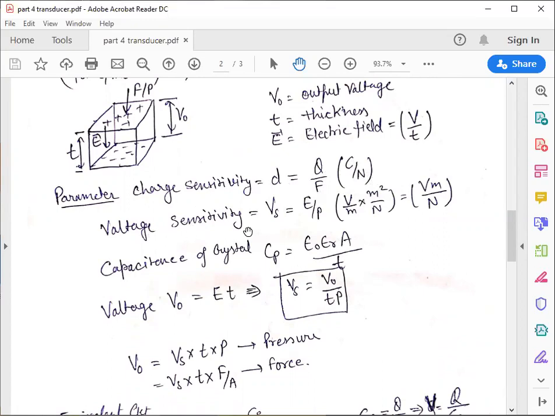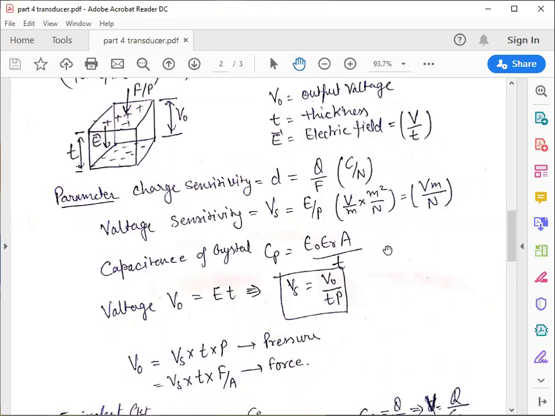Now the second is voltage sensitivity, which is denoted by Vs. Vs is equal to electric field per unit pressure. P denotes pressure, and E denotes electric field. We know electric field is equal to volt per unit length, that is volt per meter, and pressure is force per unit area, which is equal to Newton per meter square. We write the unit of these two quantities. E by P: E is volt per meter multiplied by meter square per Newton, which is equivalent to volt meter per Newton.